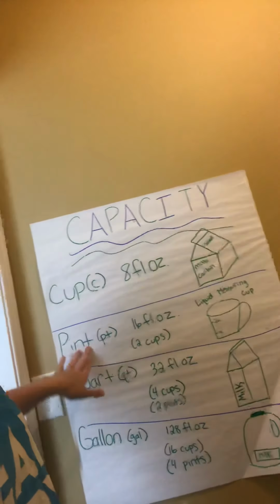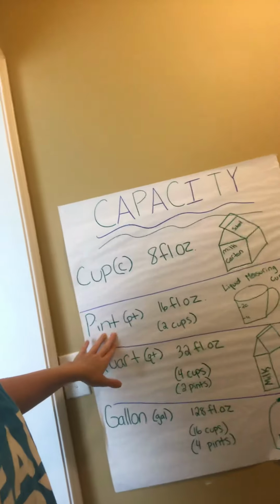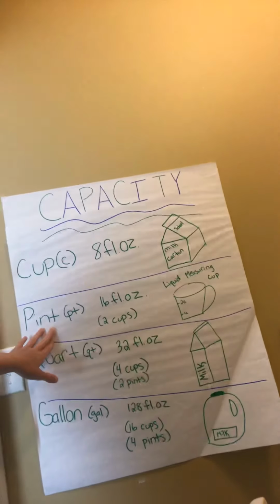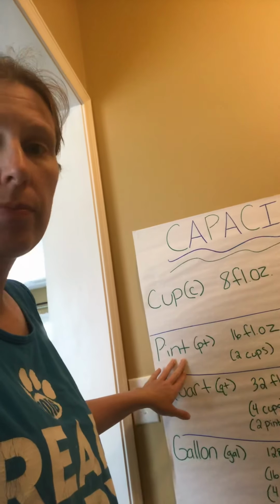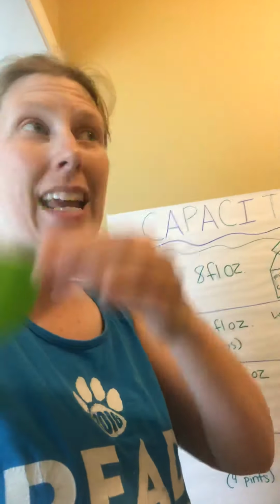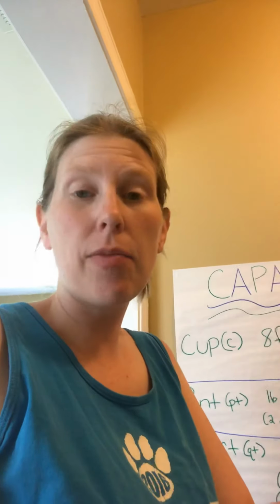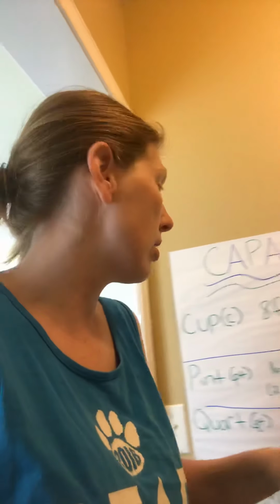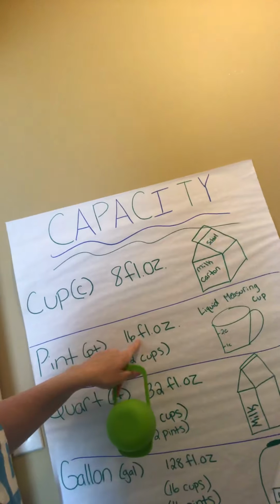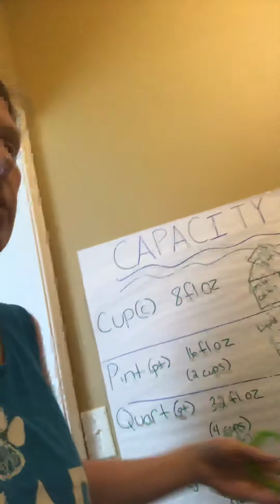Then the next way we can measure, the next unit, is a pint. A pint is just double a cup. Okay? So it's a cup 2 times. So 2 of these, 2 8 ounces. And if I have 8 ounces and 8 ounces, how many ounces does that give me? 16 ounces. Okay? So 2 cups is 16 fluid ounces, which is the same as a pint.